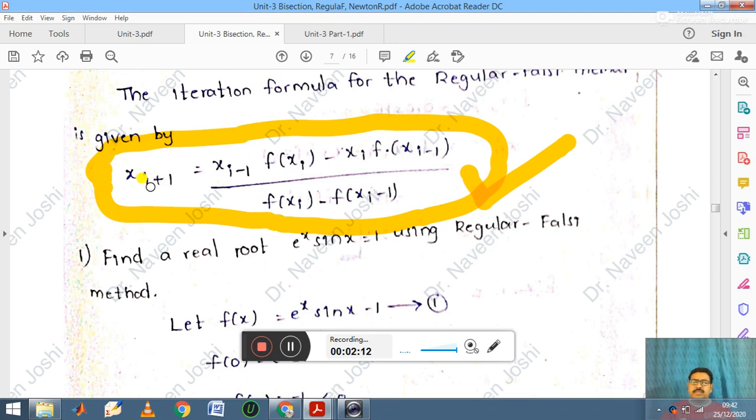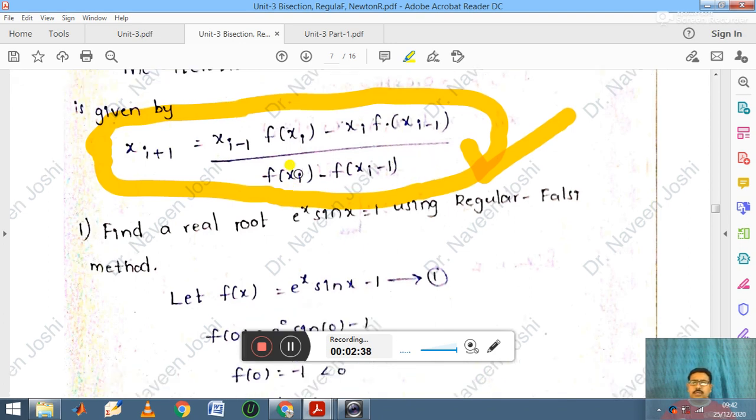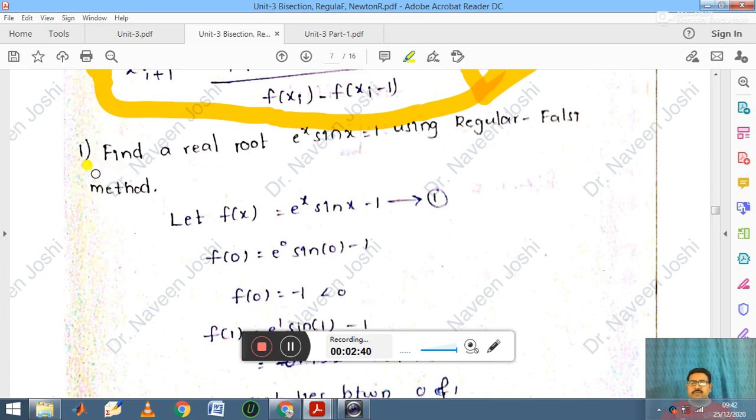If you replace i equals 1, then your first iteration formula becomes x2 equals, because i equals 1 means 1 plus 1 is 2, x(1-1) which is x0, so x2 equals x0 f(x1) minus x1 f(x0) divided by f(x1) minus f(x0). This is your first iteration formula. So let us learn the first problem.